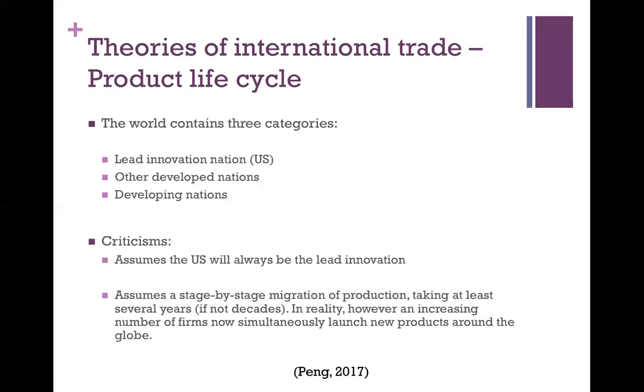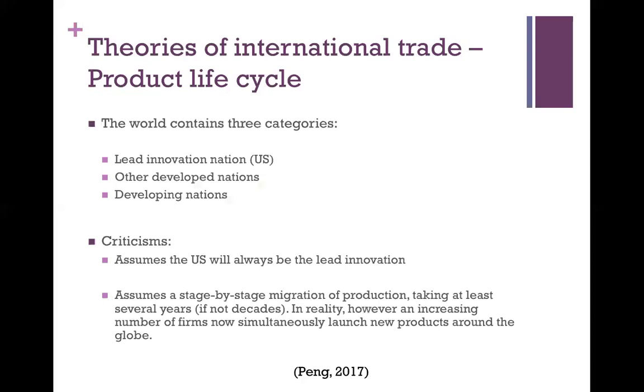Now, this theory attracts criticism, as you can appreciate. Not everything will be led by the US market, where they develop the new product in the US and spread it to the world. That is not always the case. The second criticism is about the stage-by-stage migration of production, taking at least several years, if not decades. That is the assumption. In reality, however, an increasing number of firms now simultaneously launch new products around the globe.